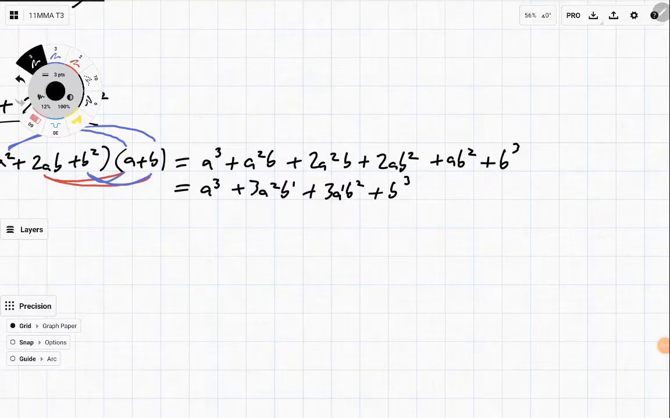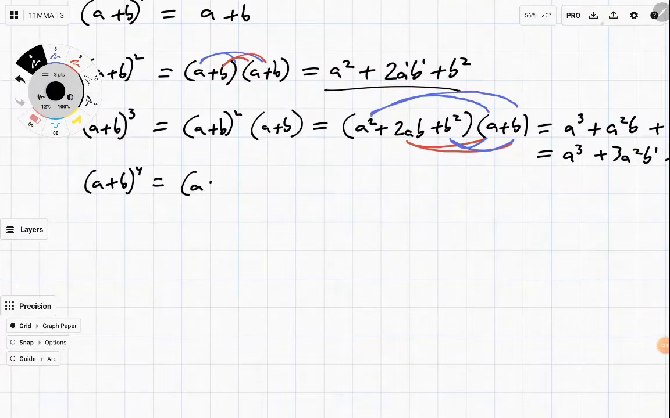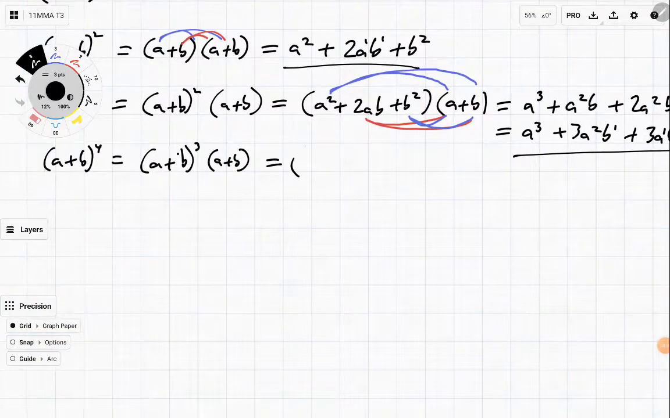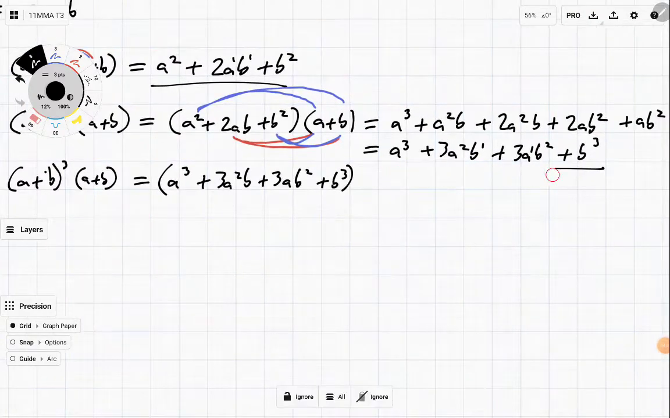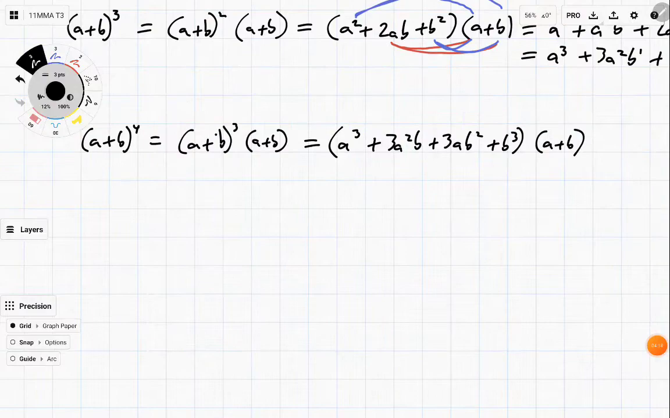We're going to ignore the coefficients for the moment. So let's expand this one. Well, this one's just a plus b to the power of 3 times a plus b. Well, we already know what a plus b to the power of 3 is. It's this thing over here, so let's put that in. a to the 3 plus 3a squared b plus 3ab squared plus b to the 3 times a plus b. Now this is probably going to be the ugliest one, so I'm going to give myself a little space. Let's expand some brackets.